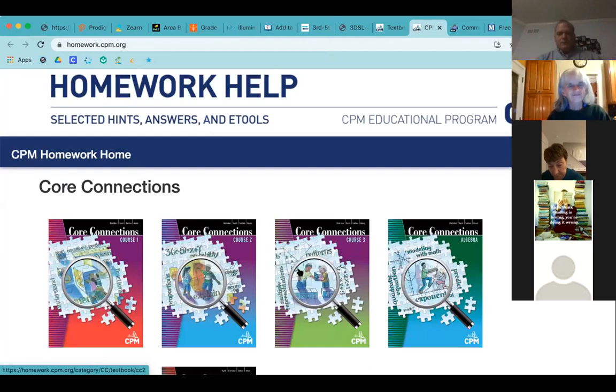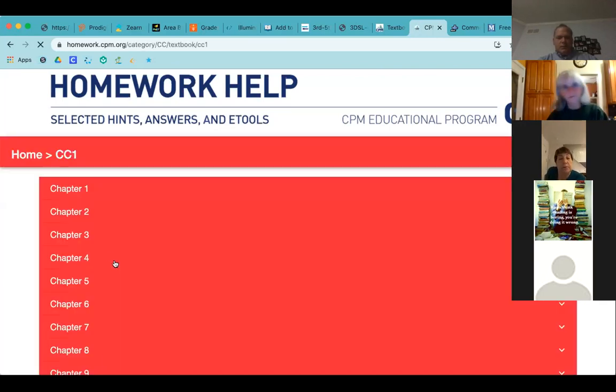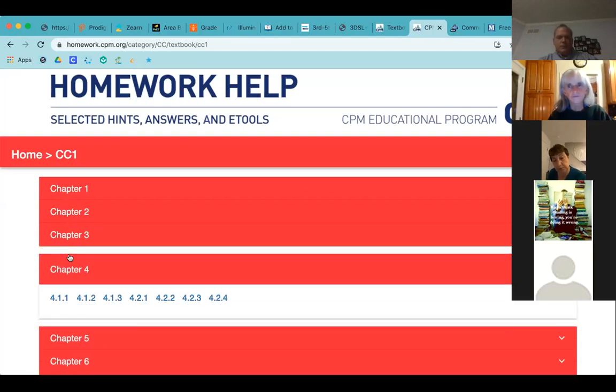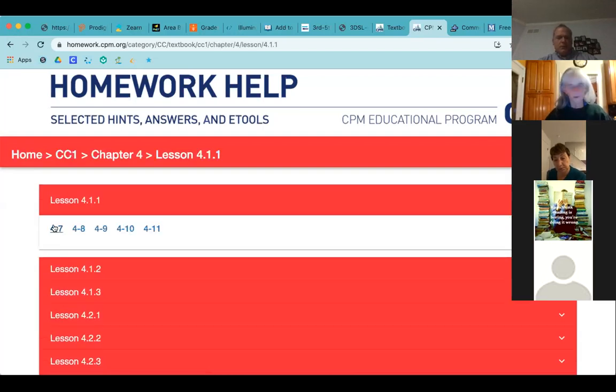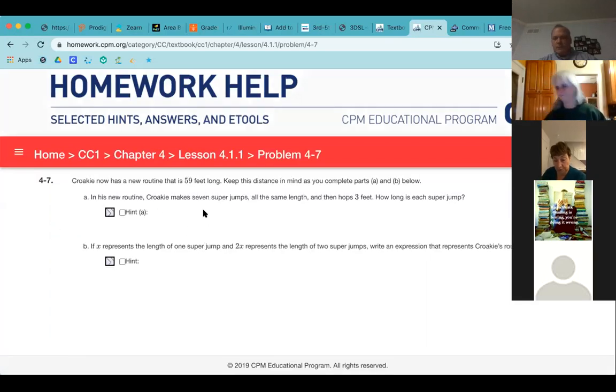These are the different course levels that they're working in. So once you know which course level your student's in, you simply click on that. It's broken down by chapters, and then by sections within those chapters. So you just click on the section that they're on, the lessons, and then there'll be practice problems in here that the student can work through as well.